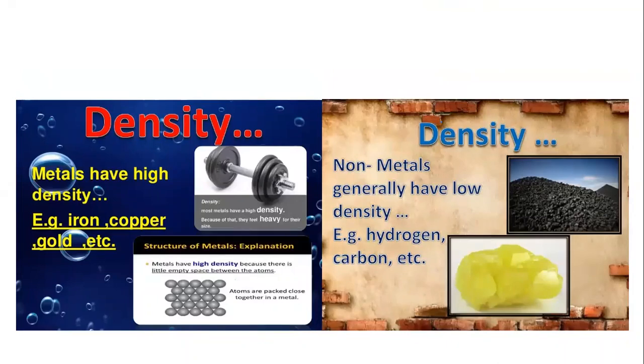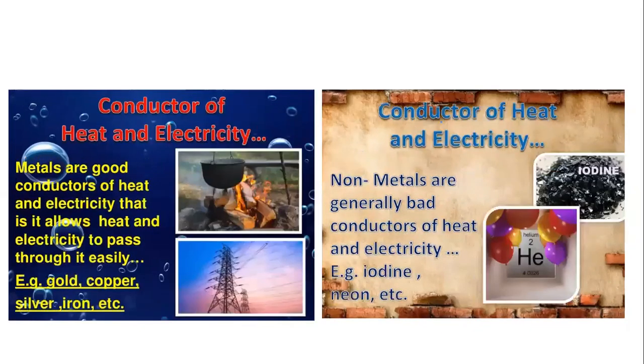Why are they dense? Because the atoms are very closely packed, whereas non-metals have low density. Because the atoms are not tightly packed. Most of them are solids, also liquids, also gases, but comparatively the number of atoms in a given volume in case of metals is more than the number of atoms in a given volume in case of non-metals.